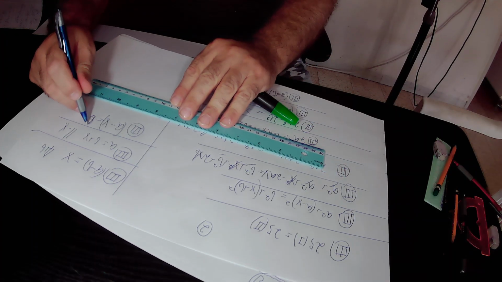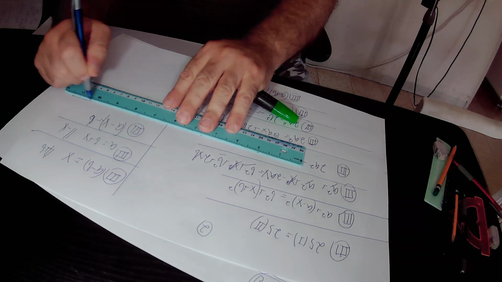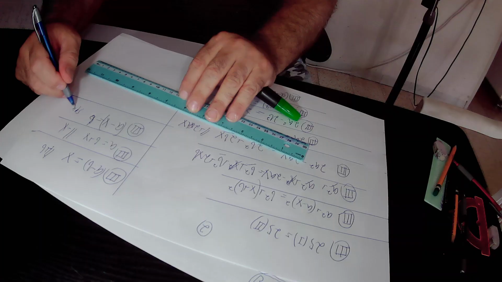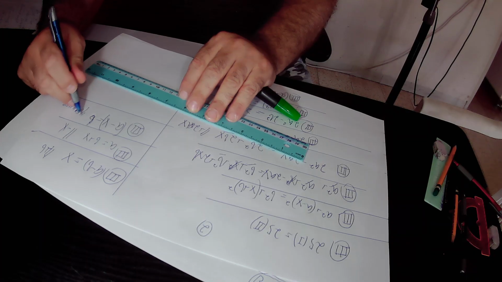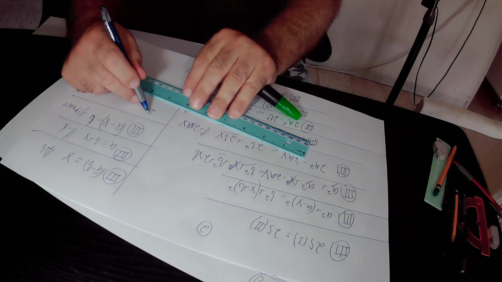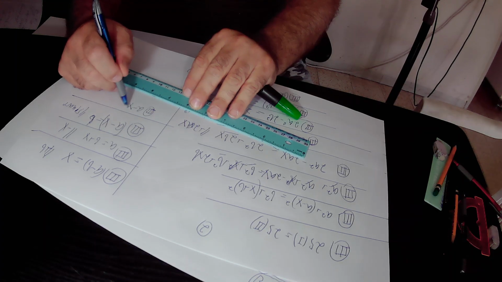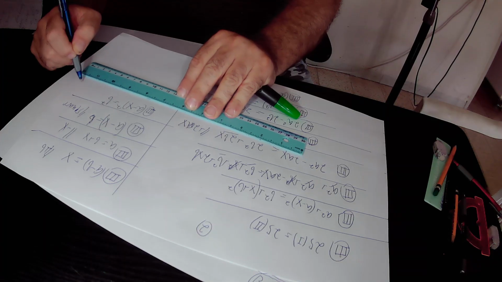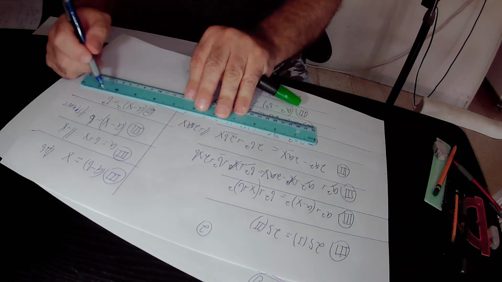Here we square this equation 3. We square both sides of this equation, and we get that a minus x squared equals b squared. Again, according to equation 3, we found out that a minus x squared equals b squared.